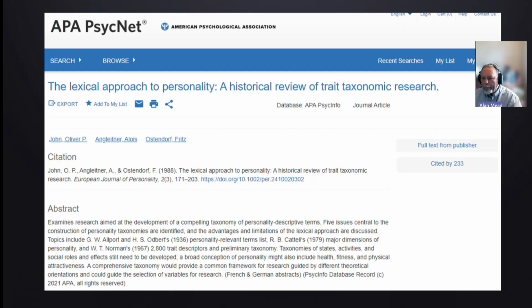So I go off and look for that paper, and there is a paper by that name, but that paper was authored by other authors, John and Angleitner and Ostendorf, and it was published in 1988 in a different journal. So I guess you could argue, or some people say, it lies or it made this up.